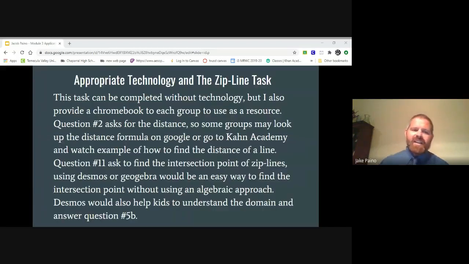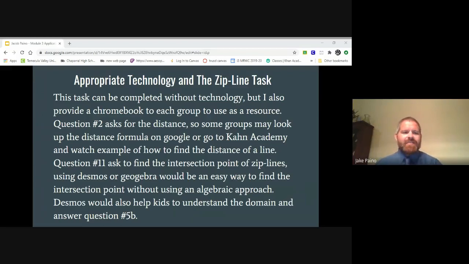For this task, I would use technology. I'd provide it for them. It wouldn't be mandatory, but I always provide one Chromebook for the group. And again, there's the distance formula that comes up. A lot of people will look at the distance formula because they haven't used it since geometry. Some people will go right to Google, YouTube, or Khan Academy and ask, how do you find the distance? And then they get different ideas for how to find the distance.